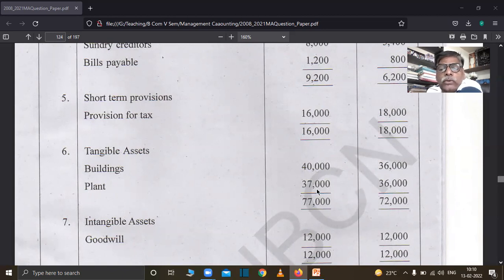On plant also there is a 4,000 depreciation. This 37,000, in 37,000 if 4,000 is depreciation charge, your balance reduced to 33,000.